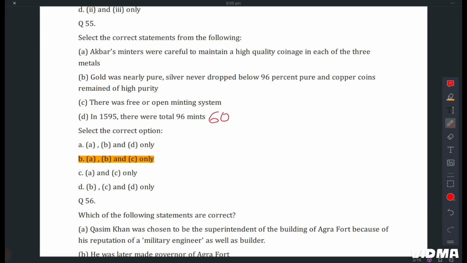High quality coinage was Akbar's specialty. Gold was nearly pure, silver never dropped below 96% purity, and copper coins were of high purity. There was a free or open minting system. And these were the monetary reforms undertaken by Akbar in the 1570s. He appointed a master at Fatehpur Sikri, an executive officer in charge of all imperial mints.